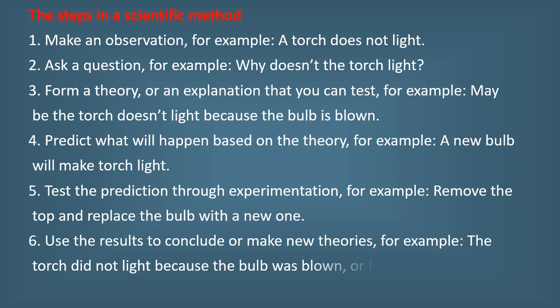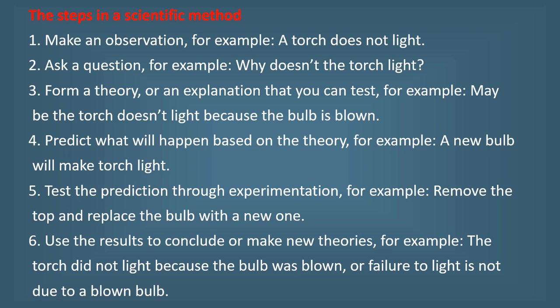For example, the torch did not light because the bulb was blown, or it failed to light. Failure to light is not due to the what? Blown bulb. So if you put in a new bulb and still it does not light, it means that the previous bulb was not blown. And then you go further and look at another prediction.